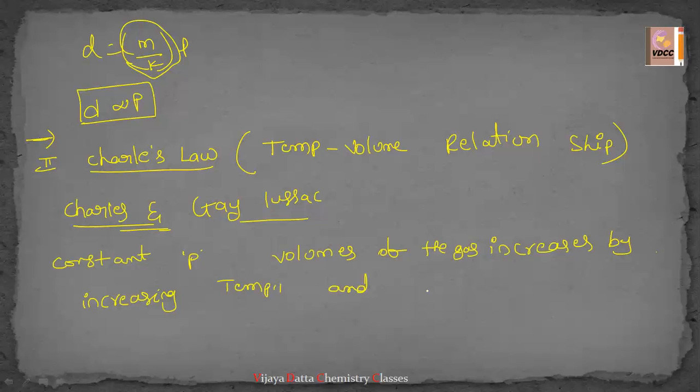and decreases on cooling. So from this statement, what we understand, volume of the gas increases by increasing the temperature. Otherwise, volume of the gas will decrease by cooling, which is nothing but decreasing the temperature. So from this statement, we can get the conclusion at constant pressure, volume is directly proportional to the temperature. This is the conclusion we can bring from the statement given by Charles and Gay-Lussac. So V proportional to T.